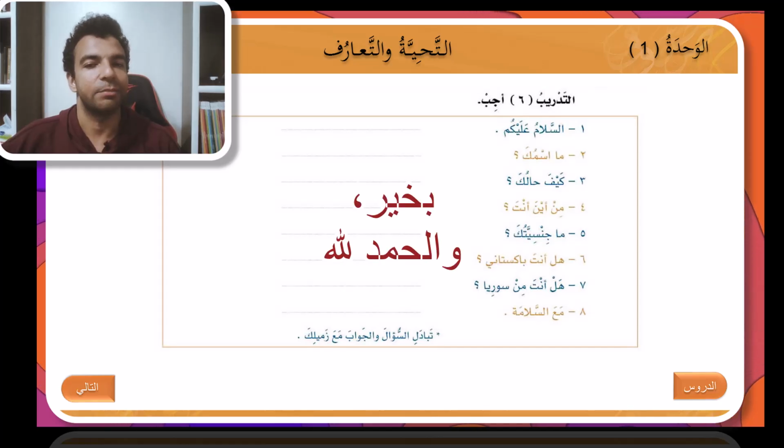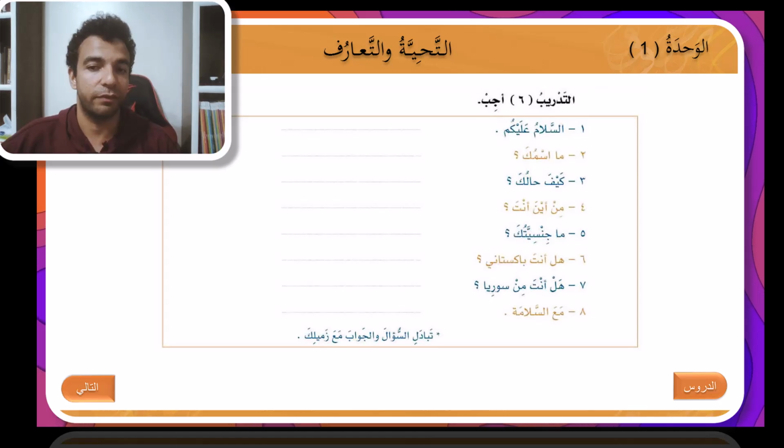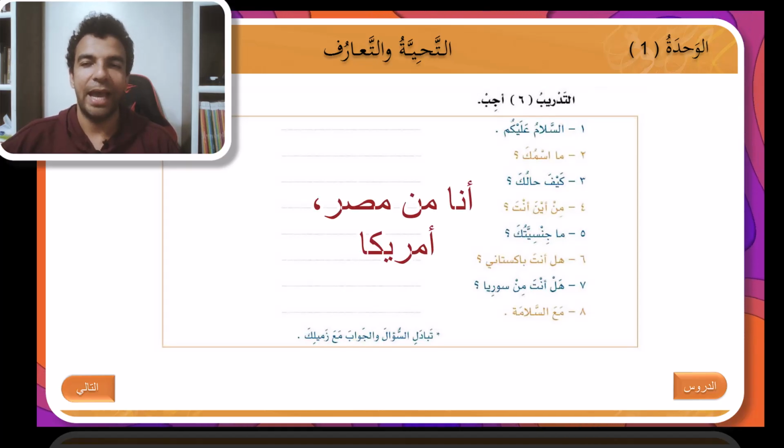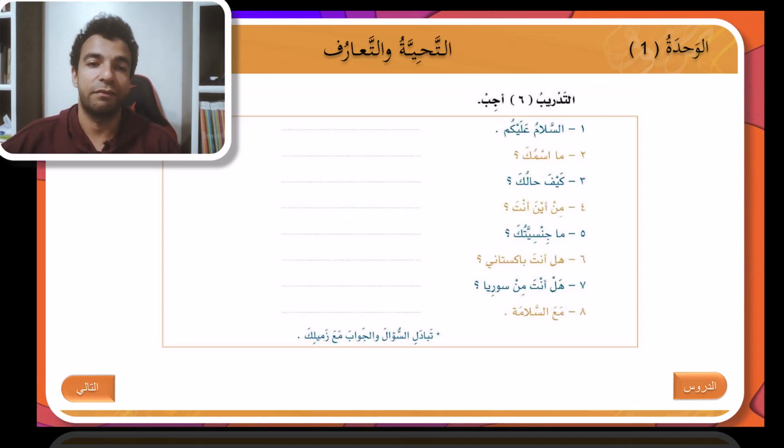Yes, أنا بخير or بخير والحمد لله. Or just الحمد لله أنا بخير. For the fourth one, من أين أنت or من أين أنت. Yes, you could say أنا من مصر, أنا من أمريكا, أنا من فرنسا, أنا من إندونيسيا, and so on.